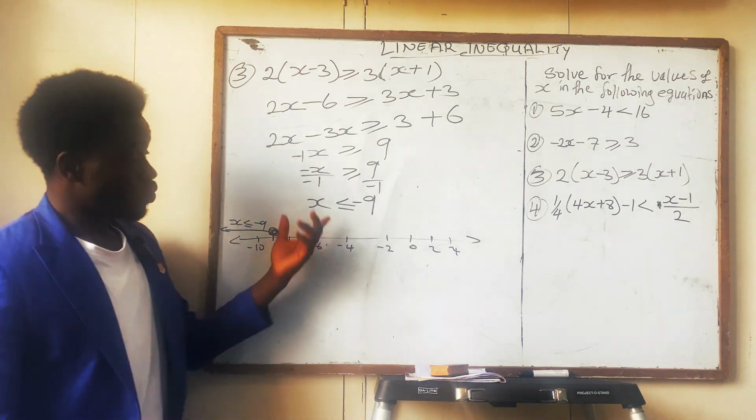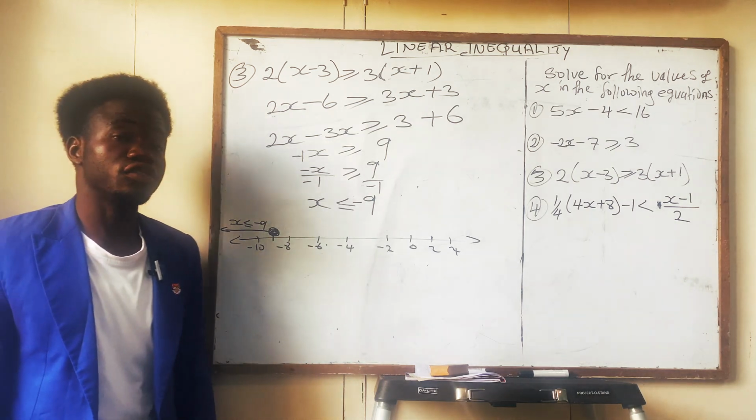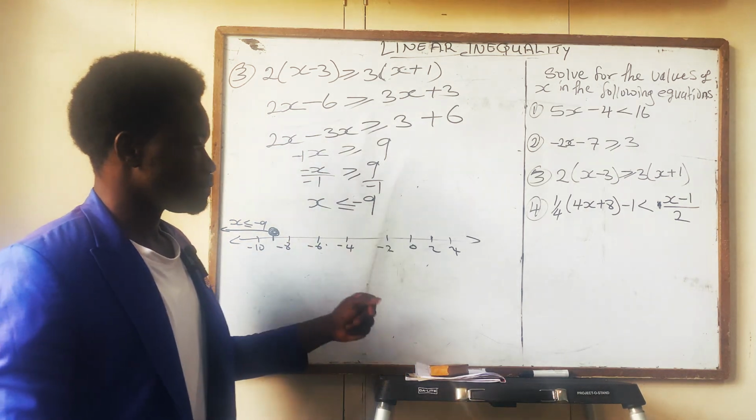So you just follow what the sign is. Drawing the number line is not difficult. So make sure the intervals are also equal when you are using the rule to do it.